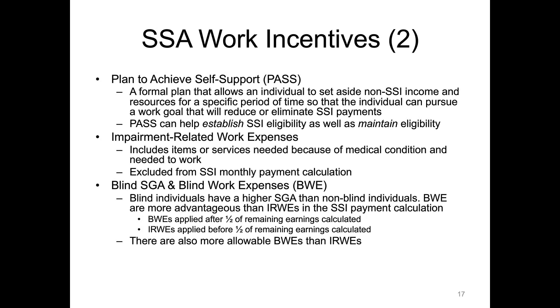SSA also doesn't count certain items or services needed for work, or the cost of them, that are related to an individual's disability. There are general impairment-related work expenses and also blind work expenses. There's also a higher blind SGA level for initial eligibility. It's currently $1,970 a month compared with $1,180 a month for non-blind applicants and recipients. And the blind work expenses and impairment-related work expenses enter into the calculations in different locations and can be differently favorable. So I won't get into that calculation.